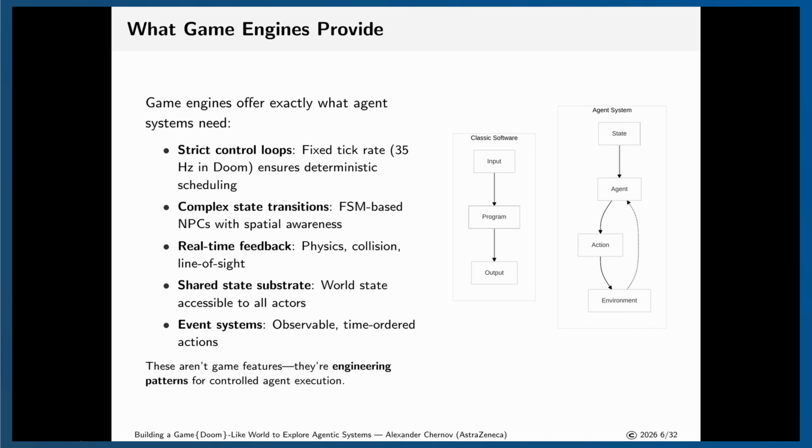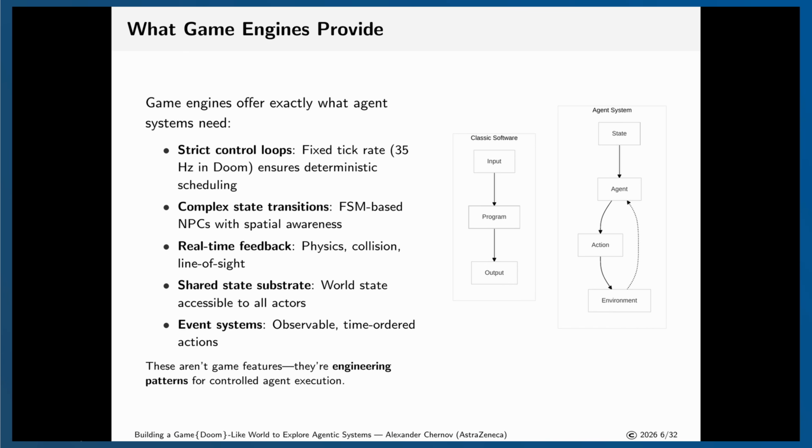So what does a game agent provide? It provides strict control loops. We have a fixed tick rate, so 65 hertz in Doom ensures deterministic scaling. We have complex state transitions, using finite state machine-based NPCs with spatial awareness. We use real-time feedback: there's physics, collision, and line of sight.